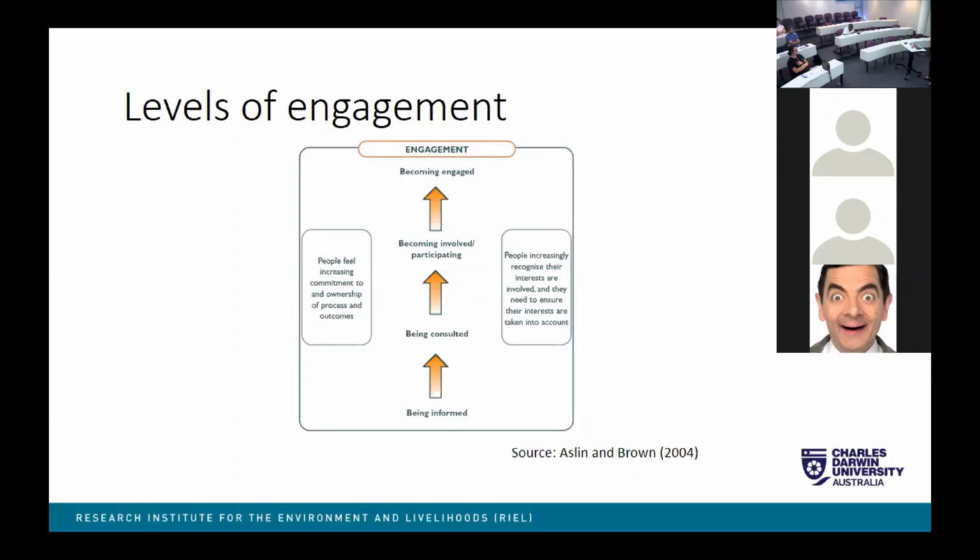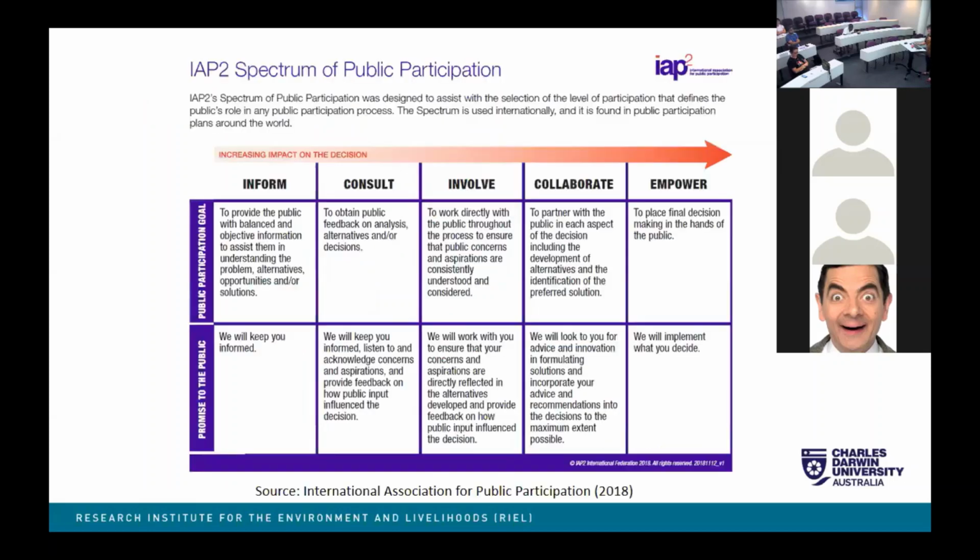So that's a starting point. This is a diagram, same topic, from the International Association for Public Participation. That's a spectrum of public participation. You can see they've got more categories. The previous one had 3, and this has gone up to 5 categories. So again, we've got inform, consult, involve, collaborate, up to the word empower.